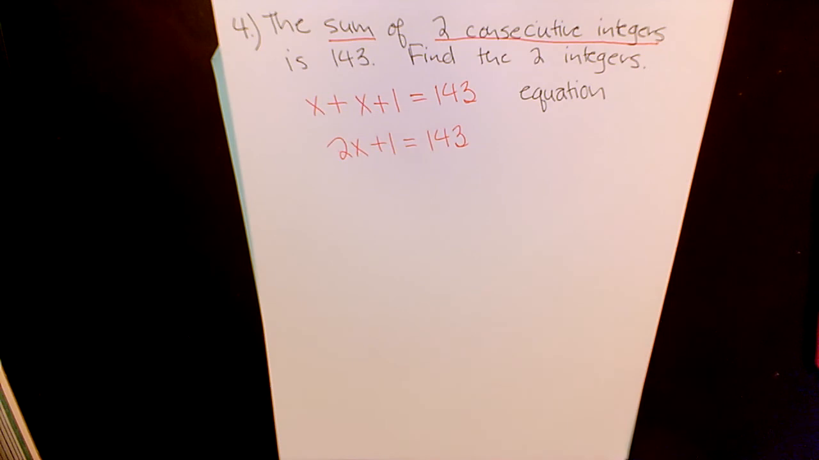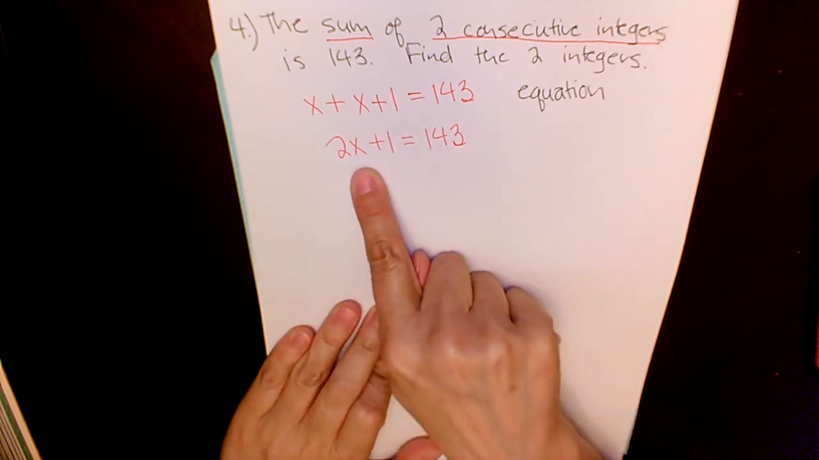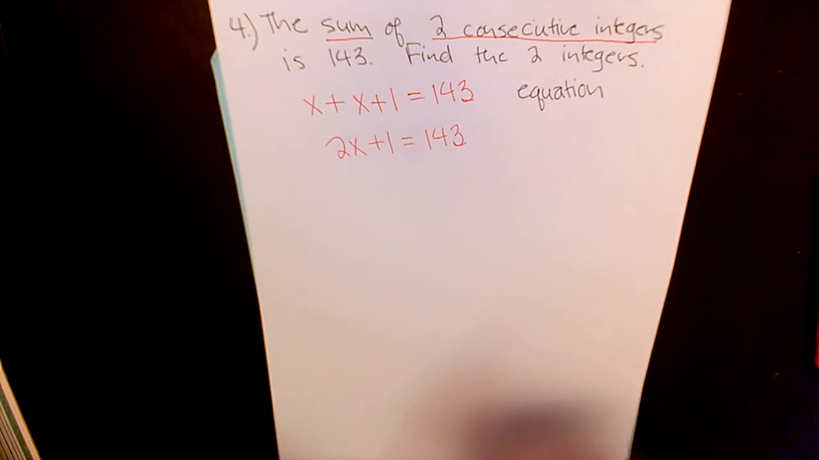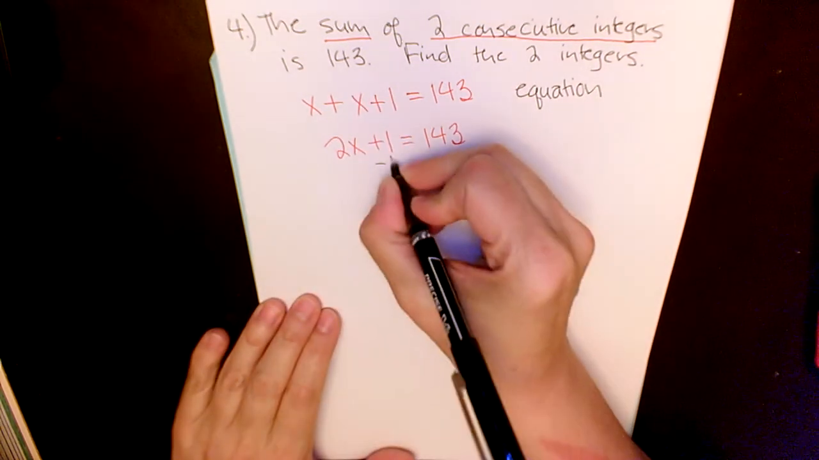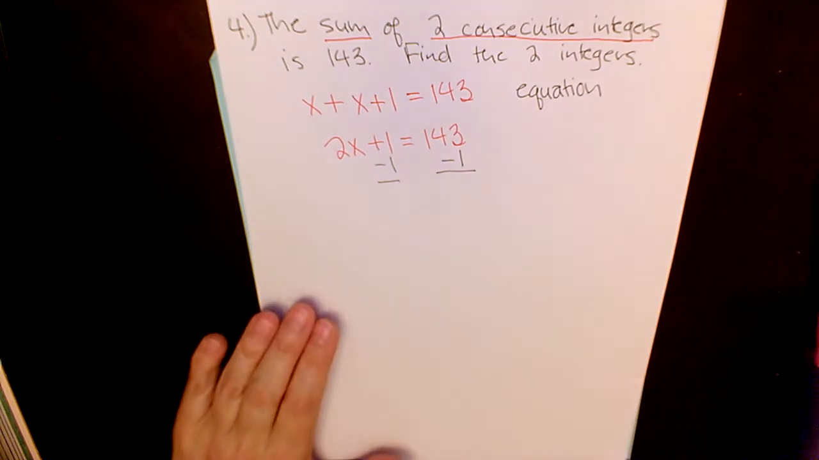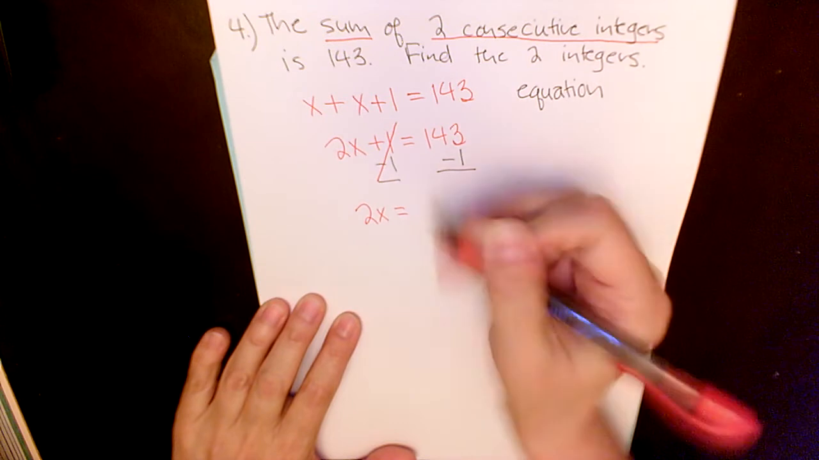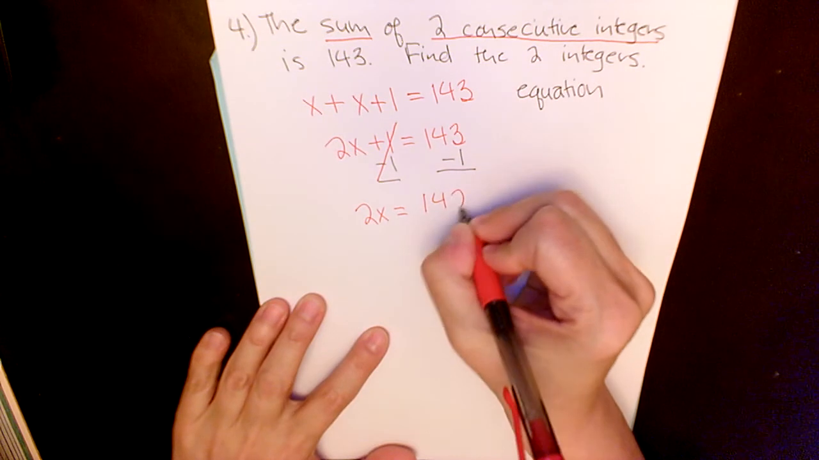And now, if we follow our solving steps like I did in the solving videos, what would we do next? We would add or subtract to get this x alone. So I have a plus 1, I want to do the opposite, so I'm going to subtract 1 from both sides. So these 1's are going to go, so 2x is going to equal 142.